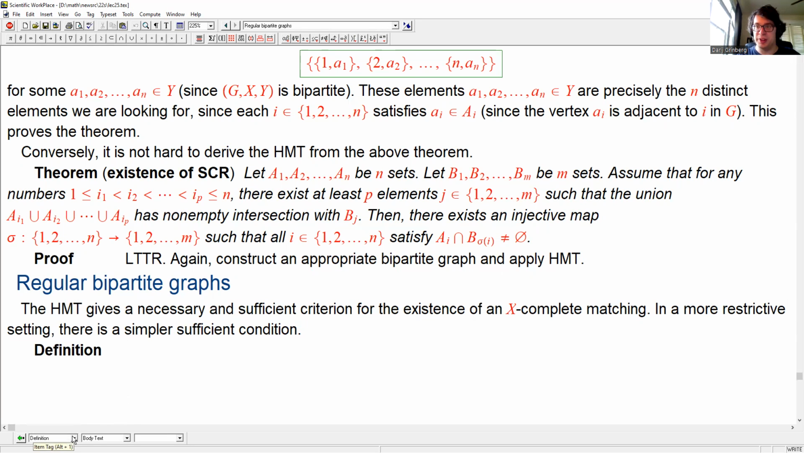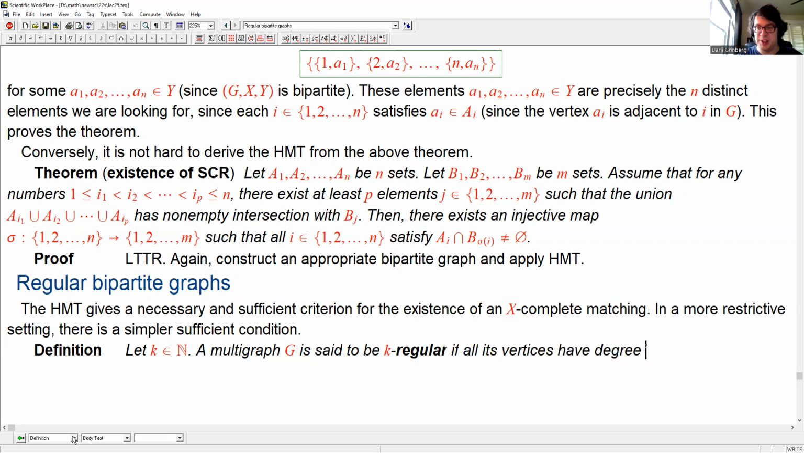The notion of a regular graph always comes with a k. It's called k-regular, where k is a certain integer. So let k be a non-negative integer. A multigraph G is said to be k-regular if all its vertices have degree k.